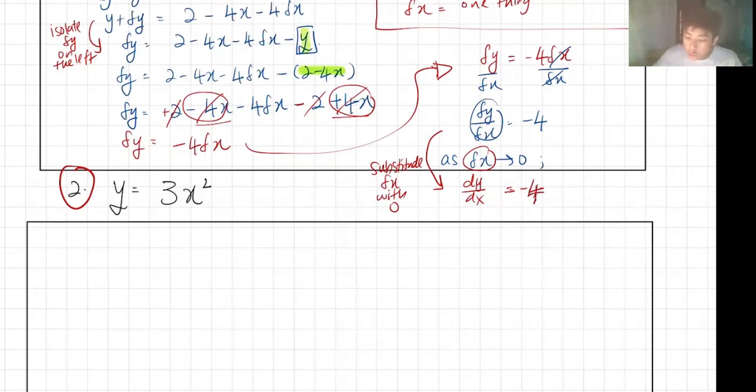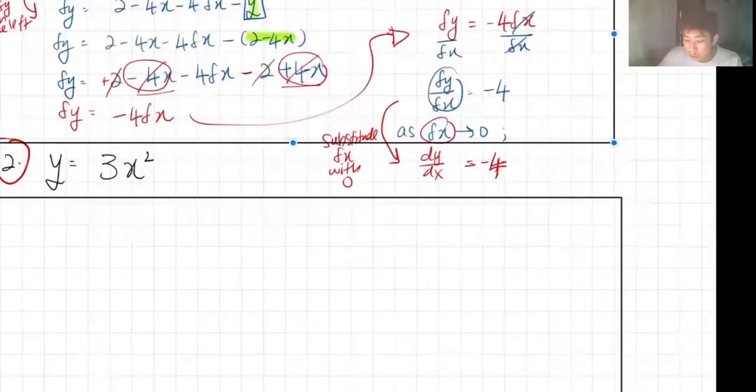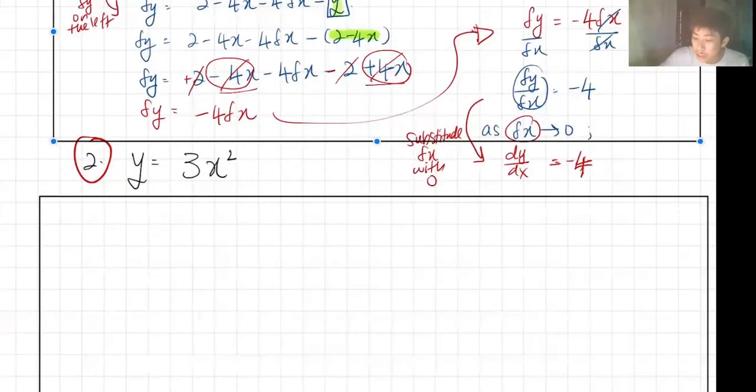Okay, if you use the shortcut rule, you know that dy dx, in the next video, probably the next video, I'll teach you the power rule. And with the power rule, you straight away know the answer is negative 4 already, which is the same as this one. Okay, this is how you do first principle differentiation. The idea is to get delta y over delta x. Once you get delta y over delta x, then you get dy dx. Can you see? Delta y over delta x, then dy dx. Yeah, that's our idea. Okay, so we solve two more questions.